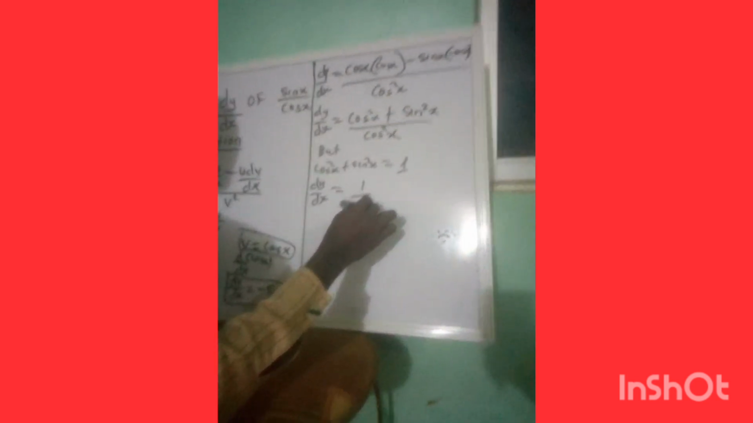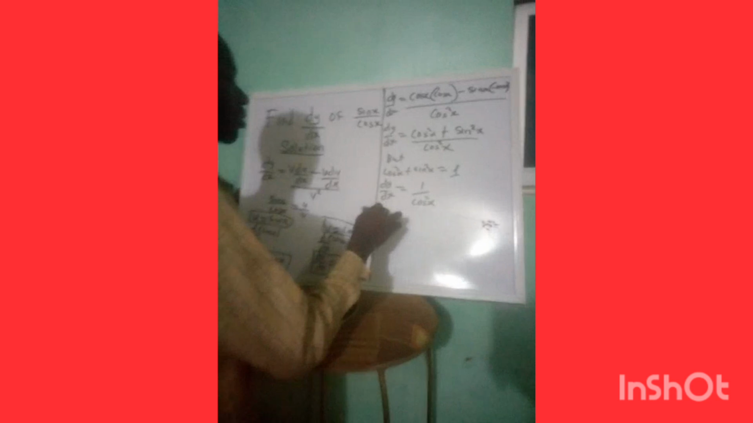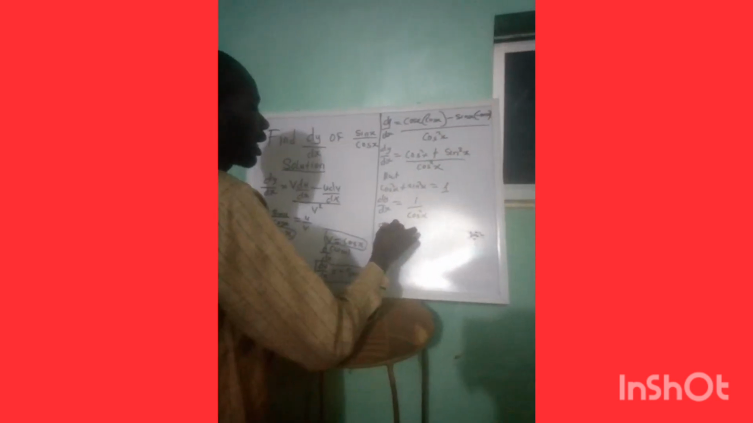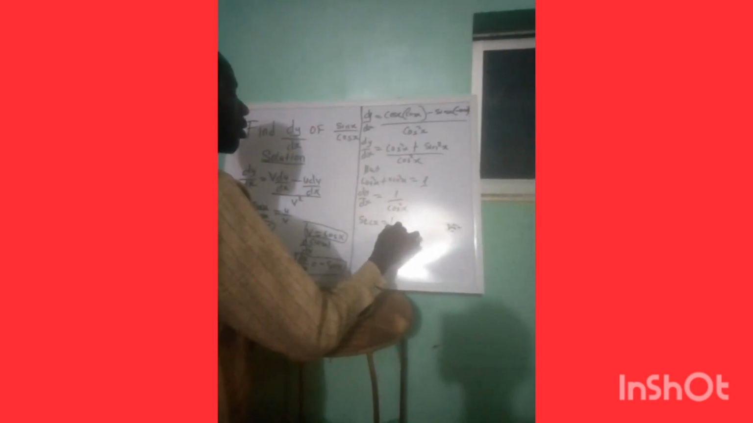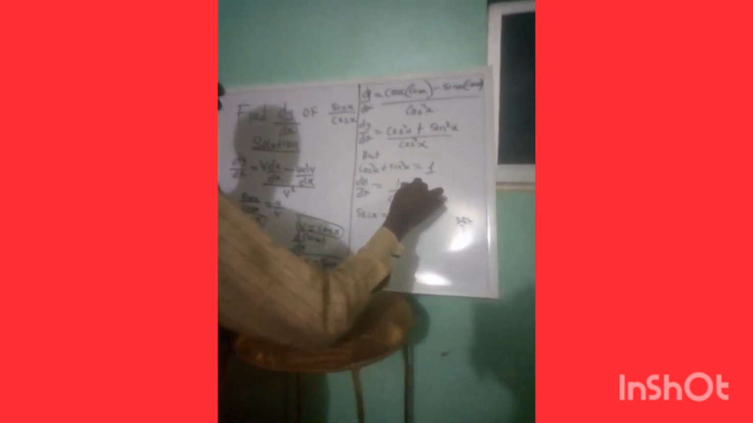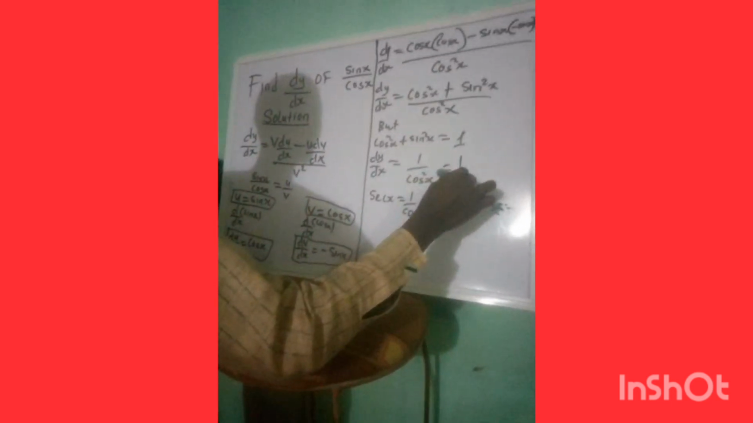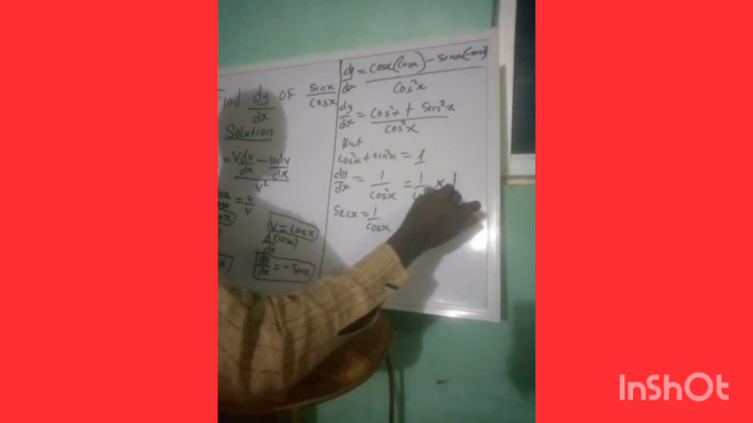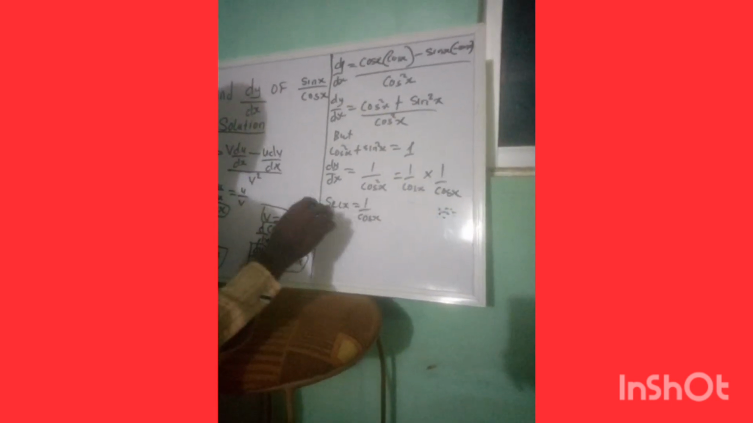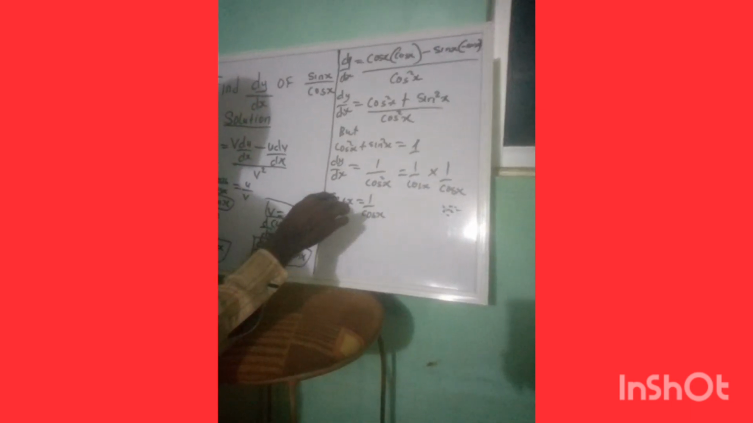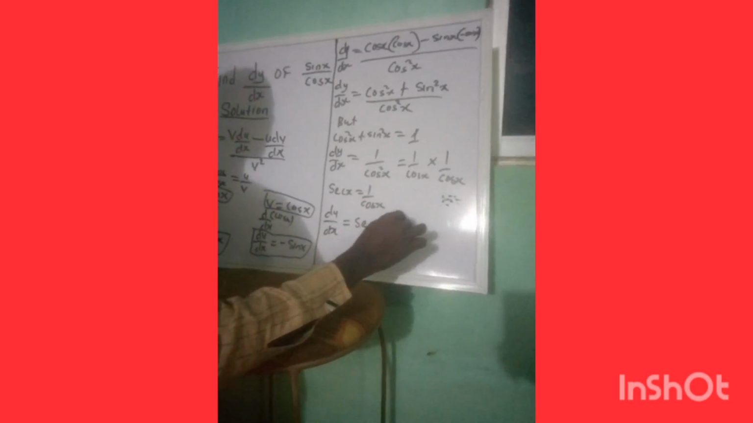Now we are not done. We should know that sec x is equal to 1 all over cos x. So that means we can write this as 1 all over cos x times 1 all over cos x. If 1 all over cos x is equal to sec x, that means our dy/dx will now be equal to sec x times sec x, and that will give us dy/dx equals sec squared x.